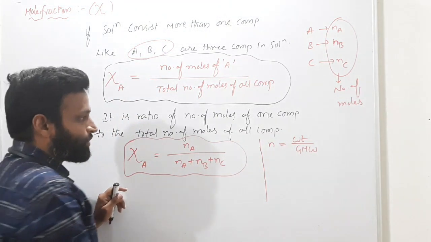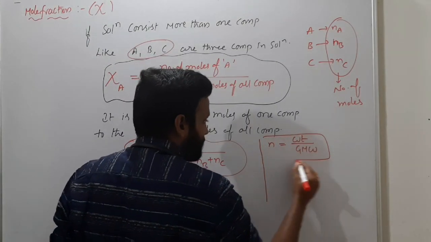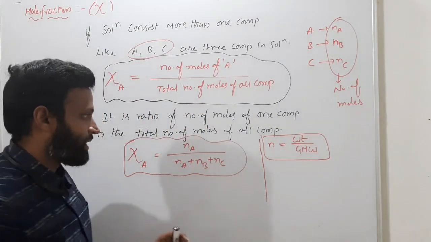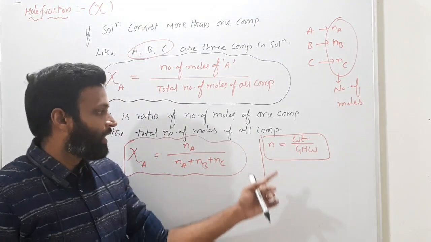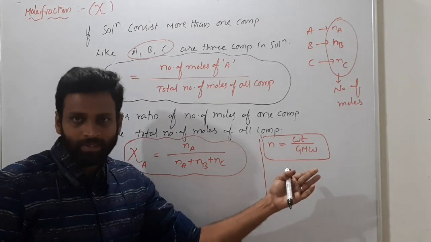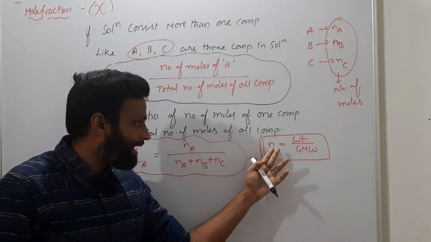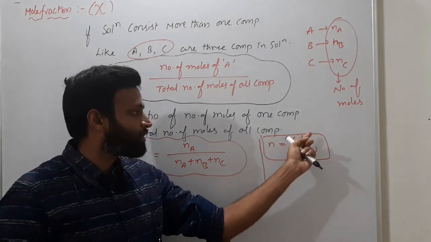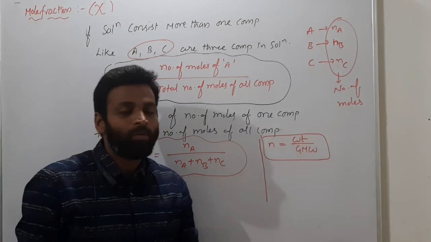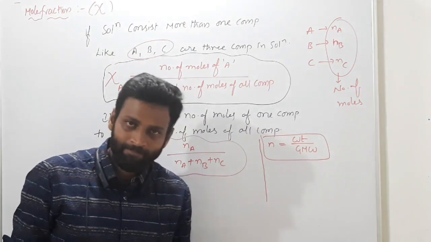Getting what I am saying? So to have a mole fraction, at least you must know the weight of a solute, certainly the weight of a certain component. Then you can have the number of moles. Number of moles is equal to the weight of the substance divided by the gram molecular weight of the same substance.